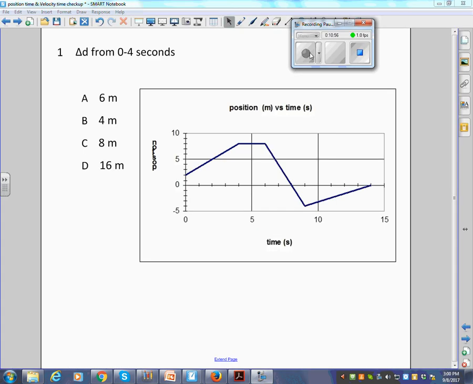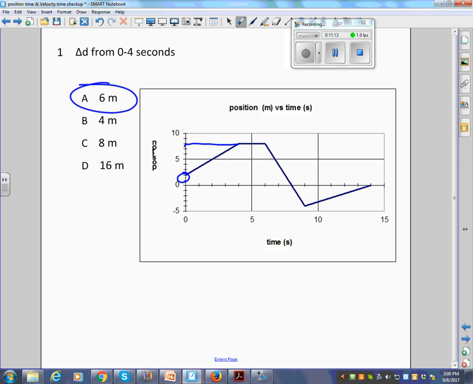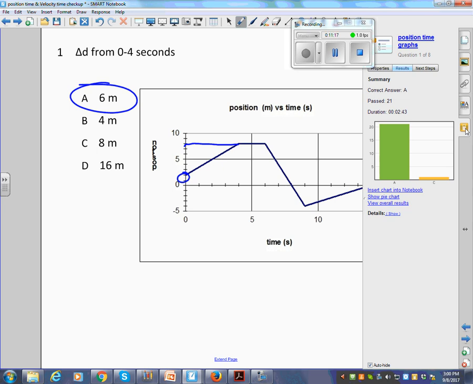Okay, so number 1, just listen, you guys. I'll give you a chance to the backside right away. So delta D from 0 to 4, a position time graph. To find the displacement, you just read it off there from 0 to 4. It ends up at 8, starts at 2, so that would be plus 6, right? Is it A? Plus 6. We did really well. Only one person went up.